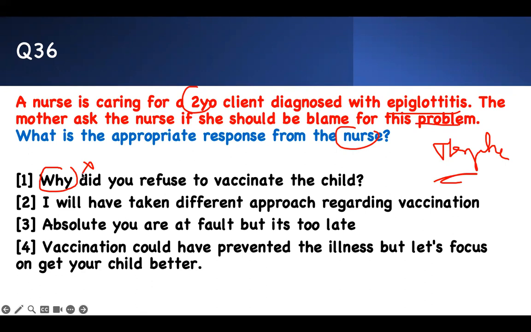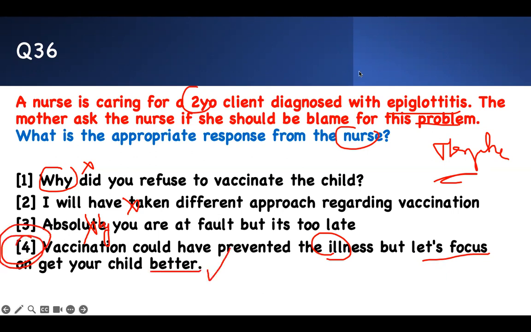It's confrontational. I would have taken a different approach regarding the vaccination. No, answer the question. Who cares what approach you would take? She said, am I going to be blamed? Answer the question. Absolutely. You are at fault, but it is too late. Not being helpful. Vaccination could have prevented the illness, but let's focus on getting your child better. So this is much better, right?